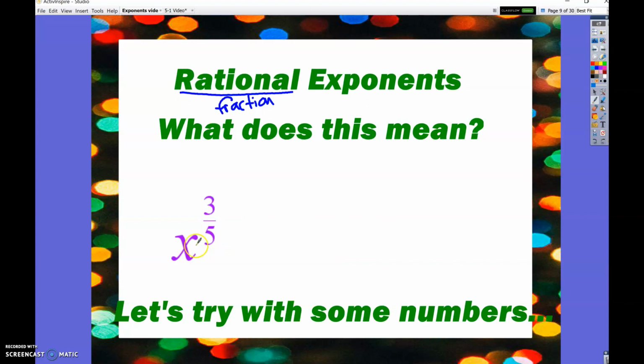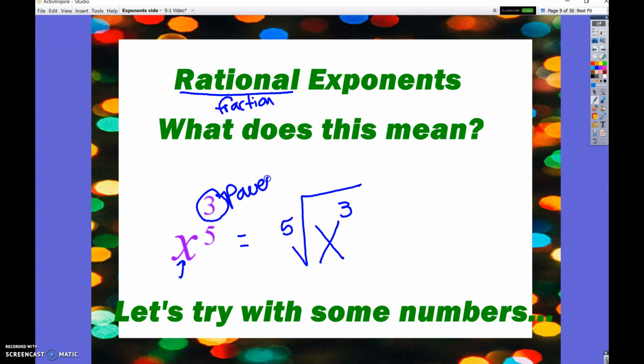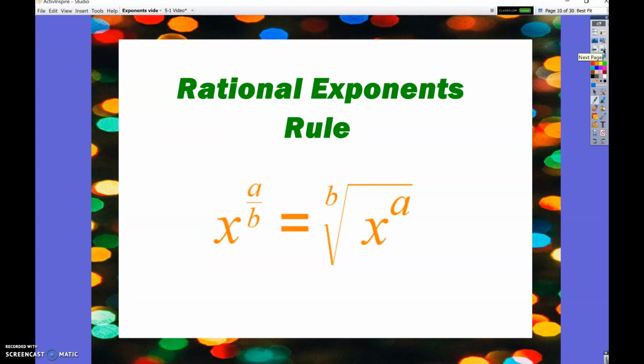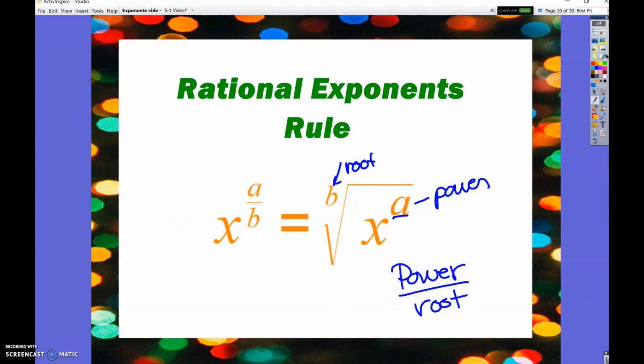So we could try putting an actual number in here and plug it into our calculator and see what patterns we find. But just as a little extra hint here, we're going to find that the 3 is what the power is, and the 5 is what the root is. Whenever you see a rational exponent, a fraction in your exponent, the power is the top number, and the root is the denominator's number. So our rule says this. If you have an a over b as your exponent, the a is the power, and the b is the root. I like to say you have the power over the root, because you can do this.